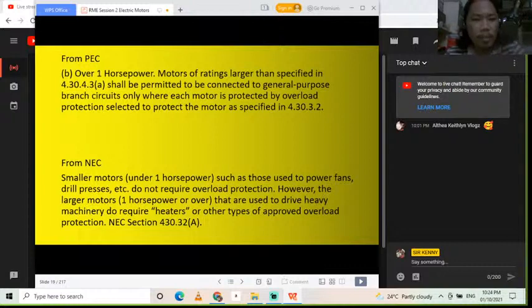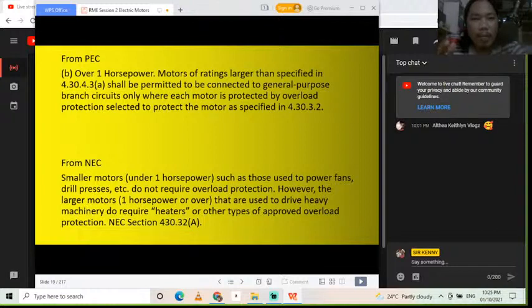So, bali dalawa po ang kinukunan natin ng sagot. Galing sa Philippine Electrical Code at saka galing sa National Electrical Code. Okay? So, Philippine Electrical Code ay, siyempre, yung ating ginagamit dito. And then, National Electrical Code naman, galing po yan sa Amerika. So, halos parehas na parehas po sila ng mga articles. Kaya lang, ang pinagkaiba lang po nila ay yung units.